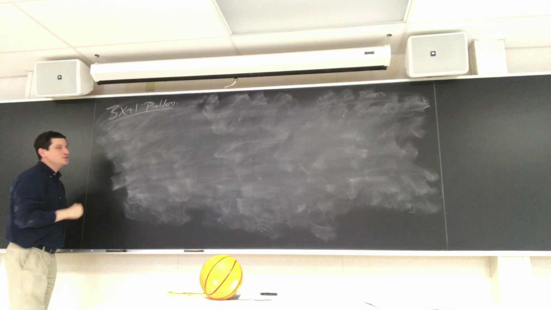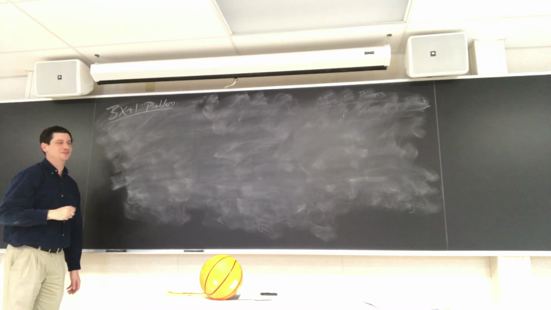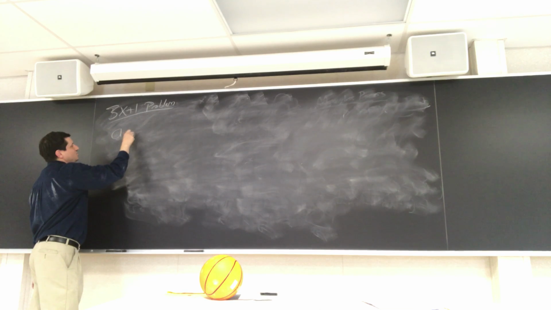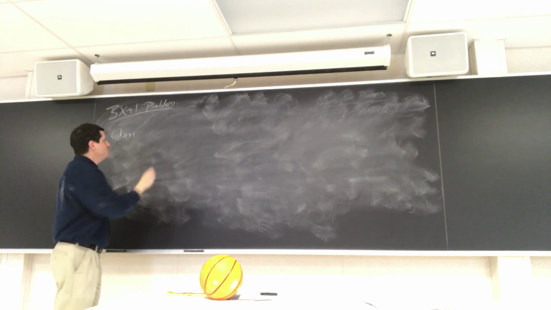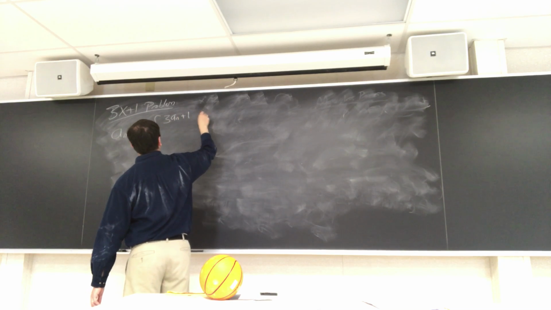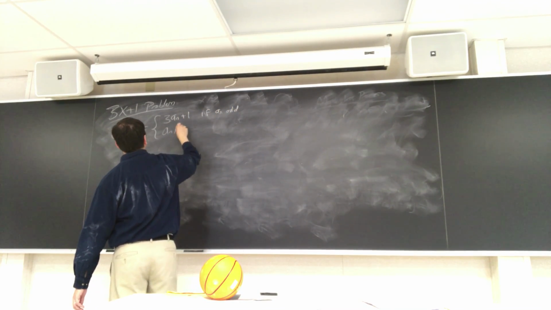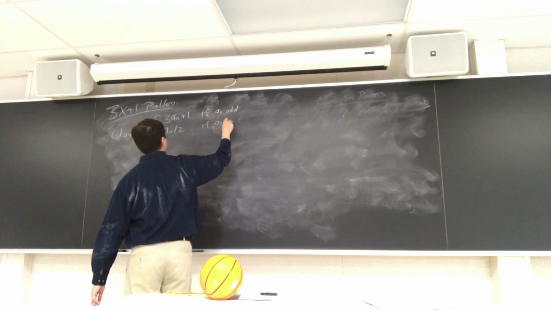Okay. So the 3x plus 1 problem is defined as follows. I was very confident on this bet. So the n plus first term in the sequence is defined as follows. It's 3 times the previous plus 1 if a_n is odd, and it's a_n over 2 if a_n is even.